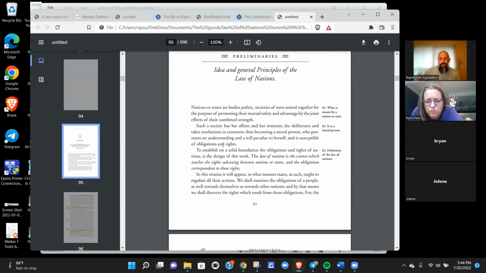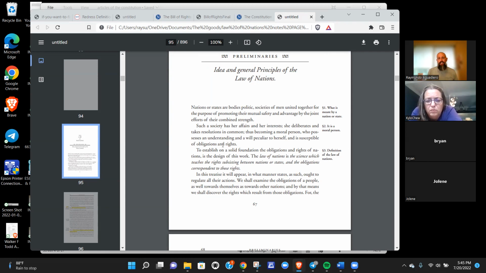So the definition of the Law of Nations: to establish on a solid foundation the obligations and rights of nations is the design of this work. The Law of Nations is the science which teaches the rights subsisting between nations or states and the obligations correspondent to those rights. So you have a nation of peoples that come together for a common reason and a common good. This document here signifies how we interact with each other.